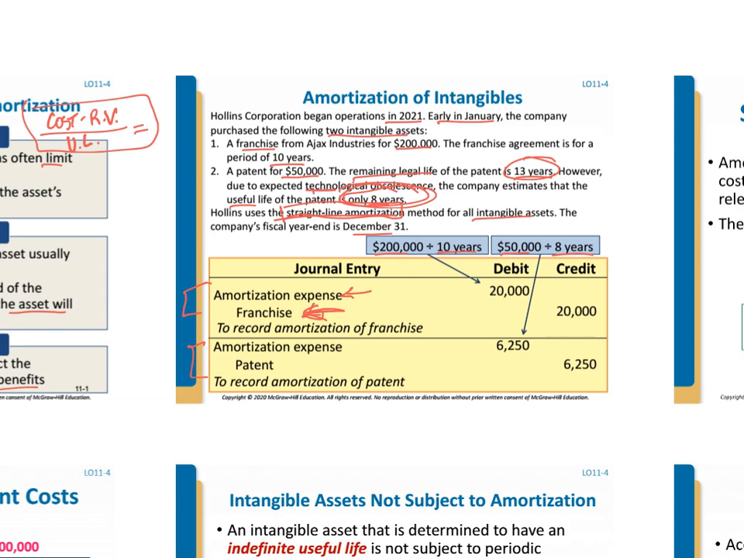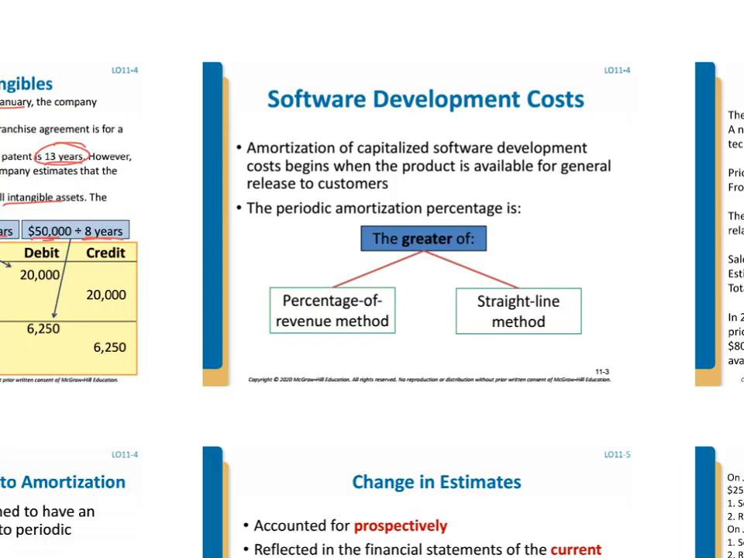So again, the calculation is going to be the cost minus the residual value divided by the useful life, and then we debit amortization expense and credit the asset itself. As we stated a couple slides ago, our goal with the allocation method is to discover the pattern of use of the asset that's generating benefits.